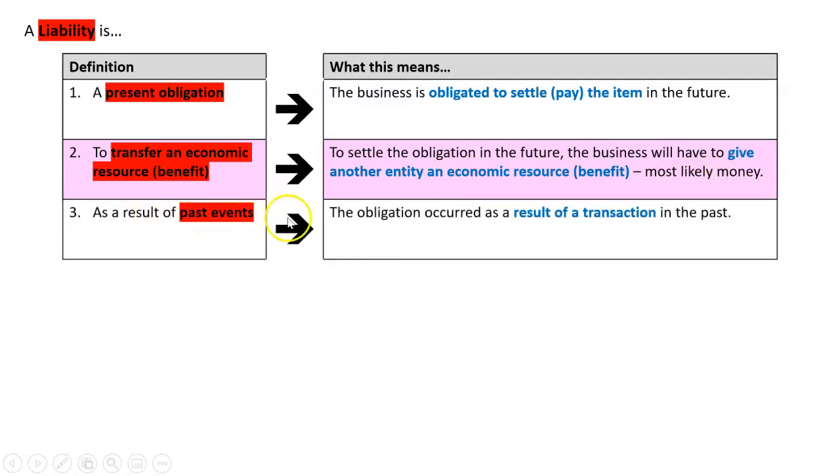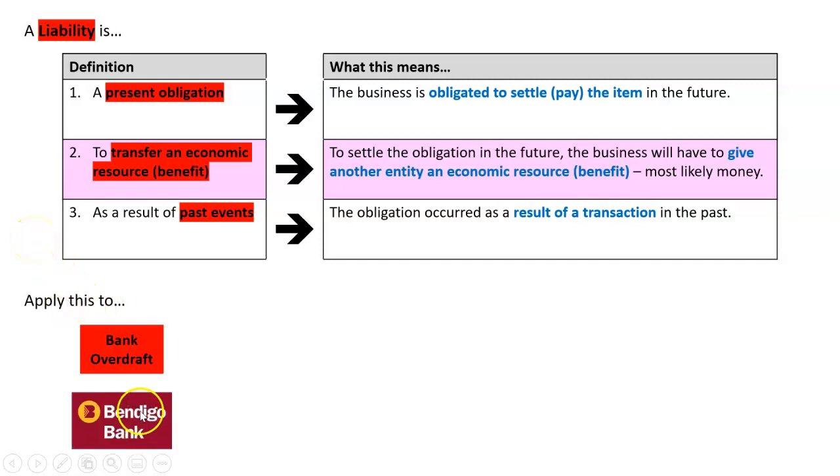And 3, as a result of a past event. The obligation or debt occurred as a result of a transaction in the past. And let's apply that to 4 common types of liabilities. Let's have a look at a bank overdraft. We've got a bank account with the Bendigo Bank. Let's say it had 10,000 in it and we bought something for 11,000. And they let us do that because usually banks with businesses, they know a business is reliable, it's going to pay them back. That's okay, it's just in the negative temporarily.